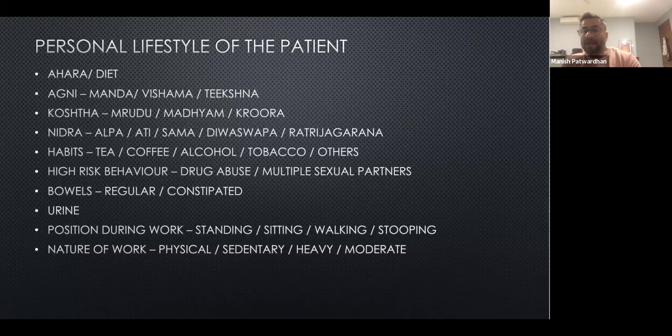What is the person eating? Is the person eating a lot of sweets? Is the person eating a lot of bakery products? Is the person eating a lot of carbohydrates? What is the dietary habit of that person? That will give you insights into, is there any causative factor for the disease to happen, whatever disease the person is telling.